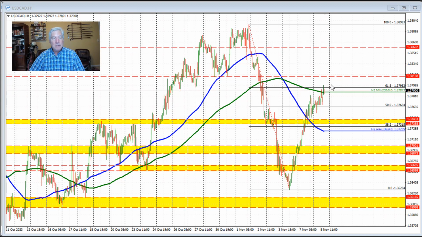The question is, does oil continue to move to the downside, or do we see some sort of corrective move in that? In which case, we'll see more price action below the 200-hour moving average, and then maybe a move down toward 137.63. Or does oil continue to move to the downside and continue to push this price up toward the 138.13 level? That's the trading technicals for the dollar versus Canada.